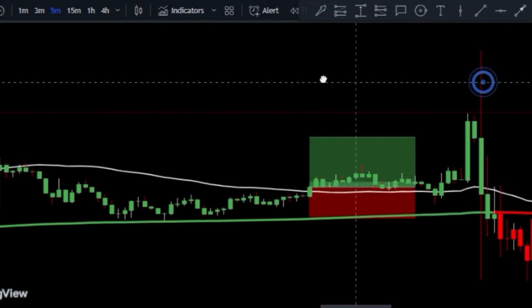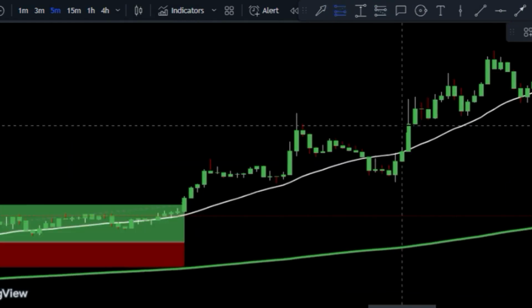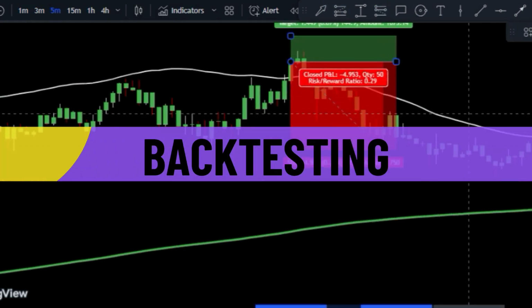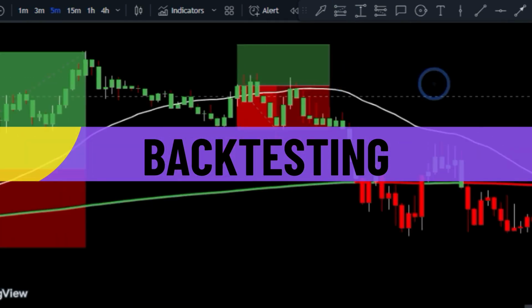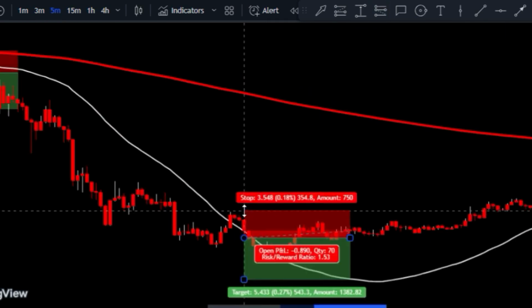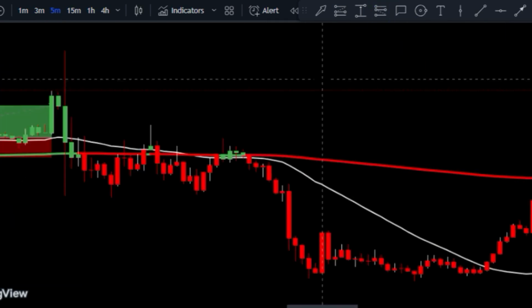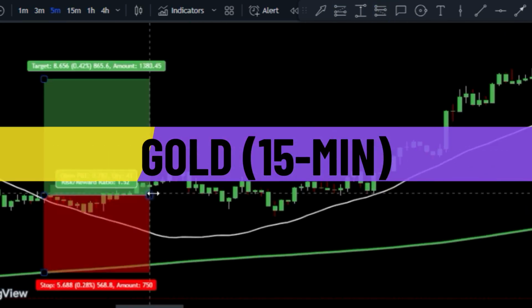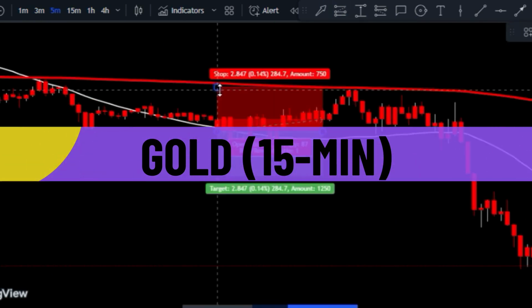So imagine you've got this trading strategy. How well is this going to work? That's where backtesting comes in. It's like a time machine for traders. You're testing your strategy on historical data to see how it would have performed. We took this strategy for a spin on a gold chart with a 15-minute time frame.